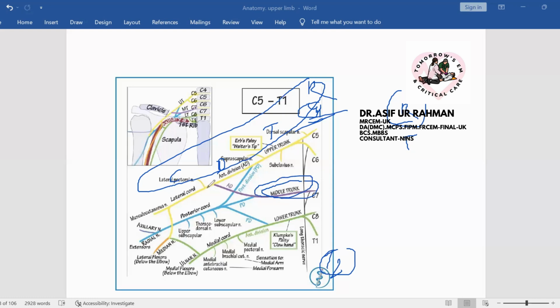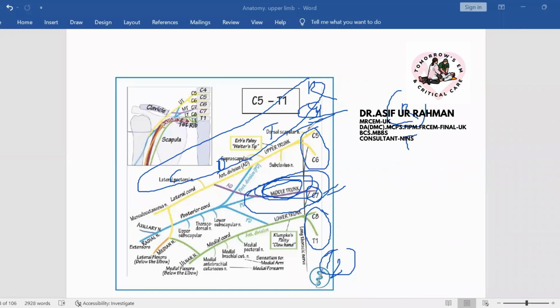Okay, now coming to the divisions. How many divisions? 6 divisions. Each trunk, how many divisions? 2 divisions. So why do I say the middle trunk is orphan? Because you see here, upper trunk is formed by C5, C6, middle trunk only by C7, and the lower trunk by C8, T1. That's why I have told the middle trunk is orphan. Clear? The upper trunk is formed by C5, C6 together, the middle trunk only by C7, and the lower trunk by C8, T1. So isn't it an orphan? It is formed alone. Clear? Okay.